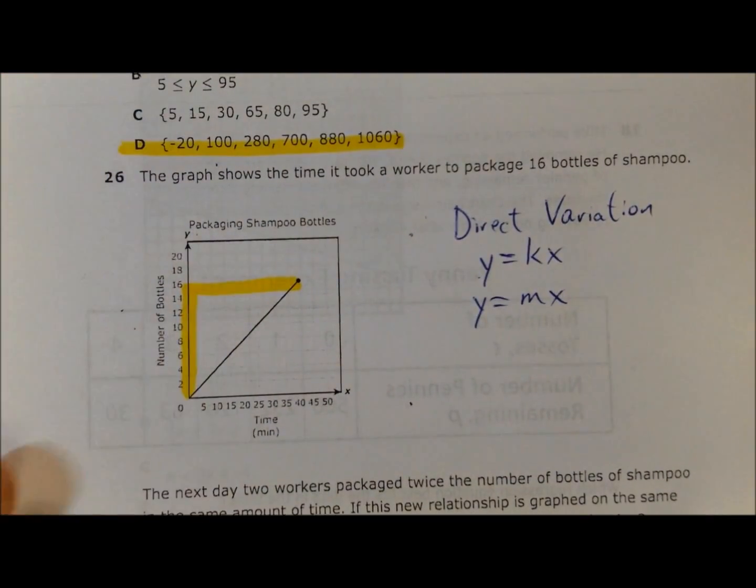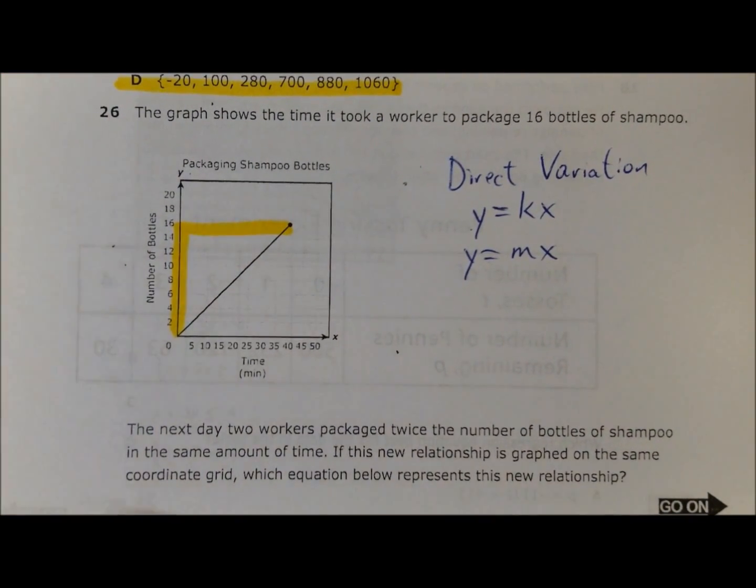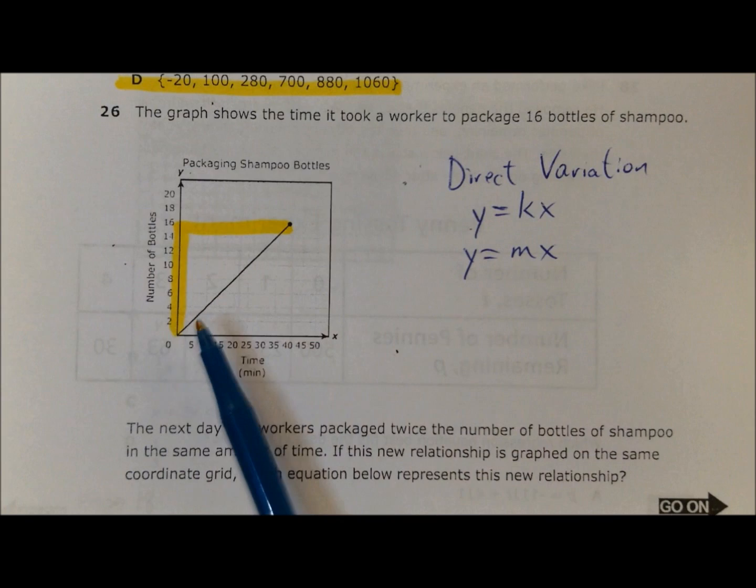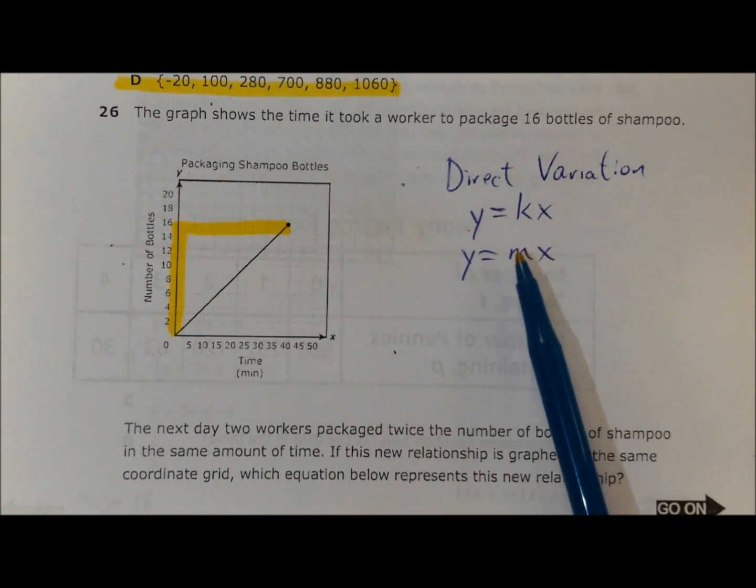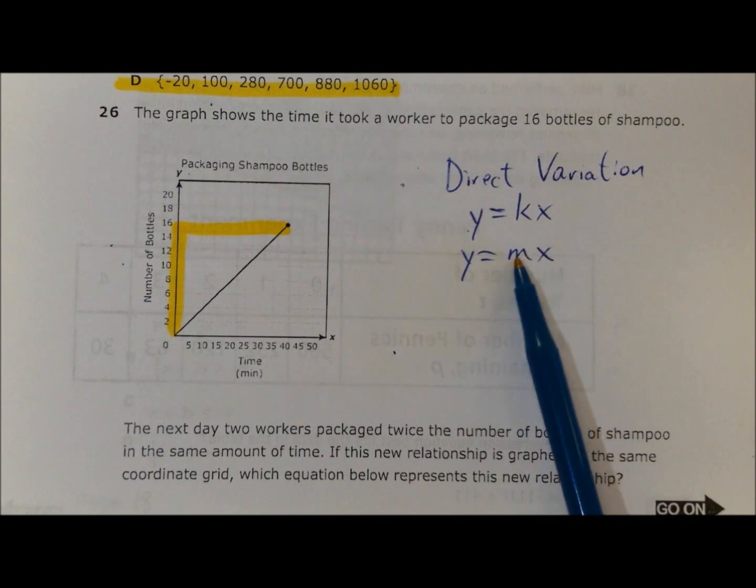Okay. The next one is a direct variation. You remember what a direct variation is? Direct variation is a line that goes through the origin. So that's why I have a direct variation. The slope is called the constant of variation, so those are interchangeable.